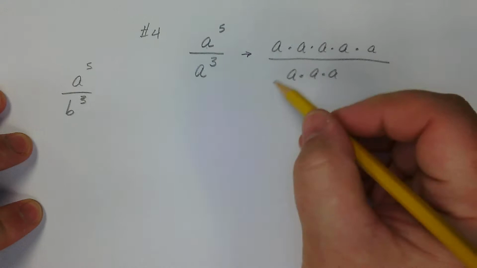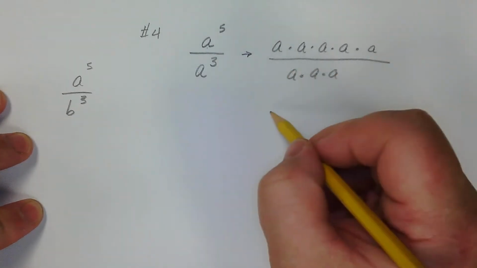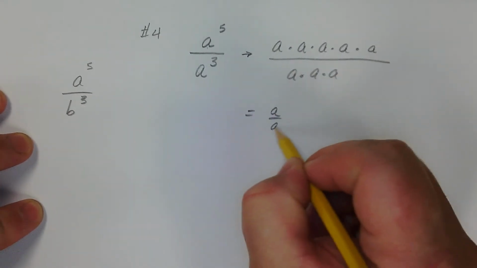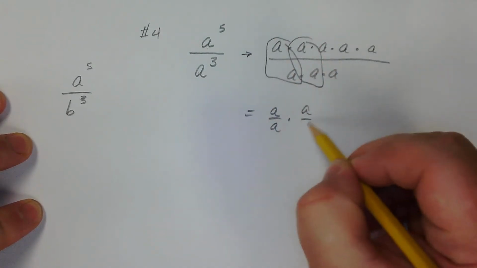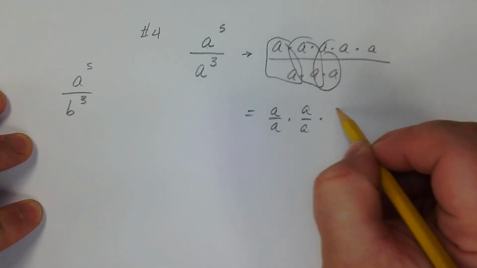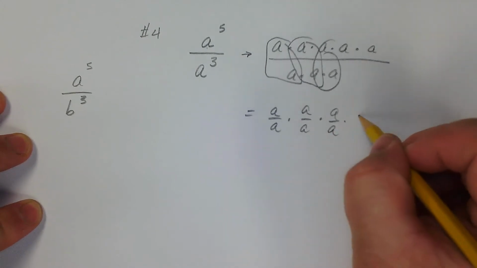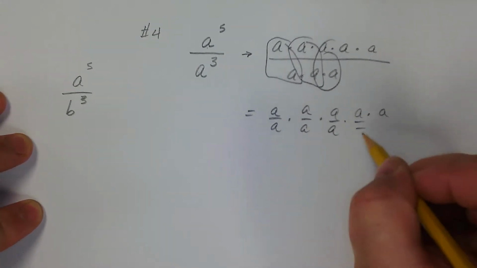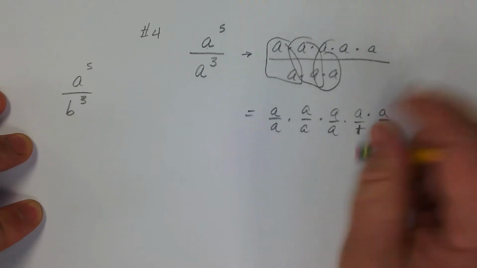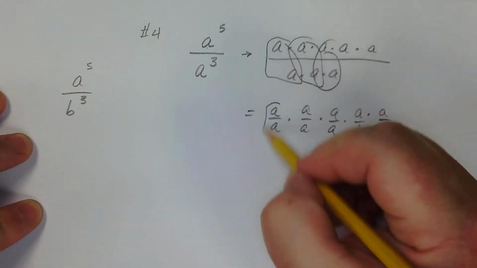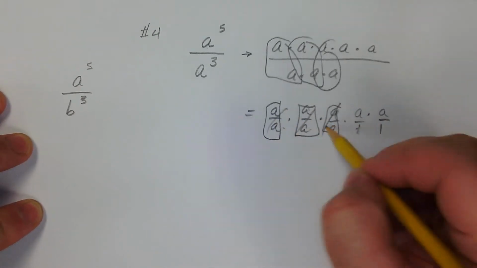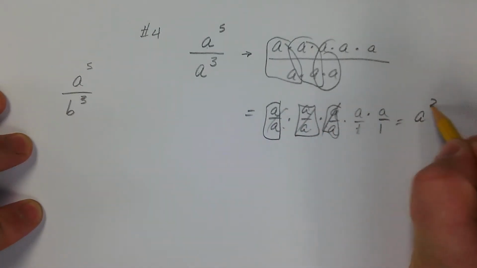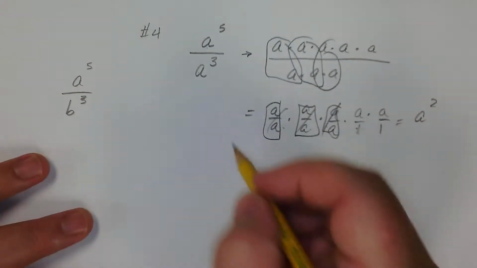Well, we can reduce this. Look, this is the same as a over a times a over a times a over a times a times a. You could say those are both over 1, right? So look, something divided by itself, 1 times 1 times 1. That's all 1. A times a is a squared. Boom, done. So the rule is this.